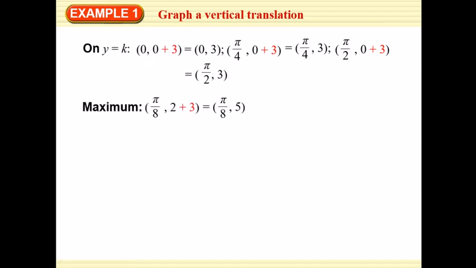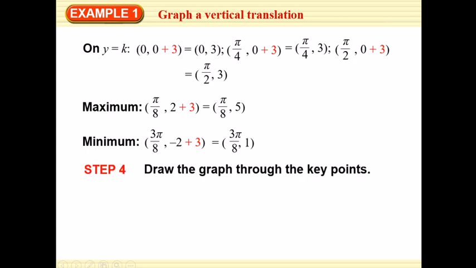And then I have a maximum. One of the maximums is going to occur halfway between my first 2 x-intercepts. And then I've got a minimum, and that's going to occur halfway between my second 2 x-intercepts. Alright, and then finally step 4, draw a graph through the key points.